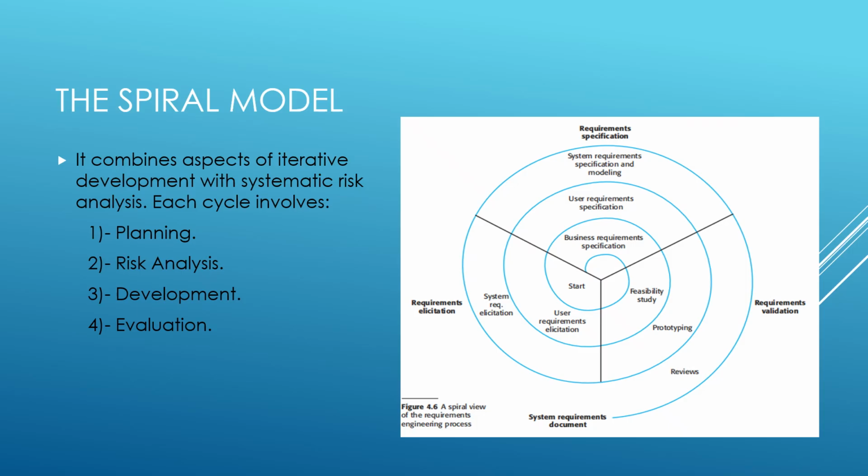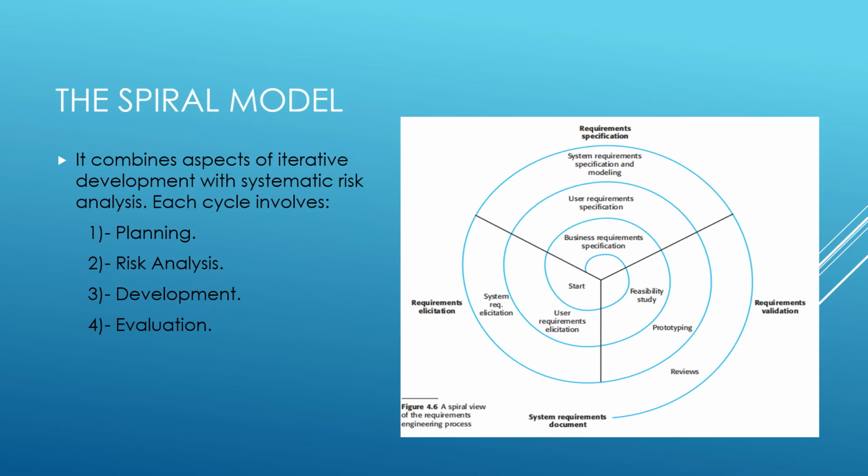The next one is the spiral model, which is a risk-driven approach. It combines aspects of iterative development with systematic risk analysis. Each cycle involves planning, risk analysis, development, and evaluation. This model is best for large, complex, and high-risk projects. Let's take an example of the spiral model.